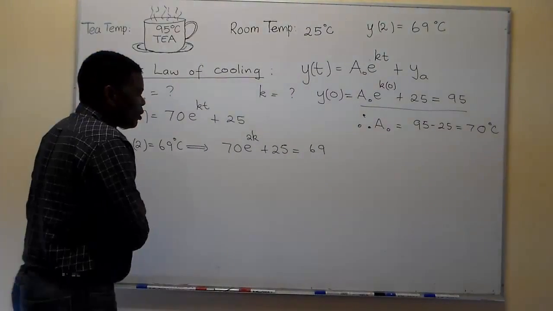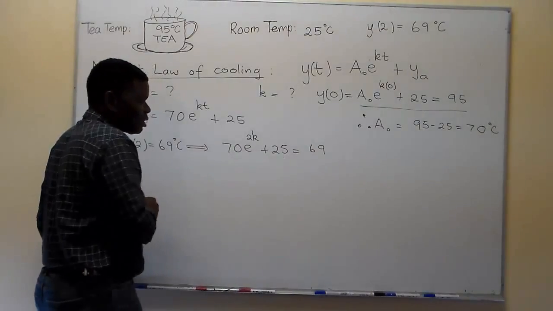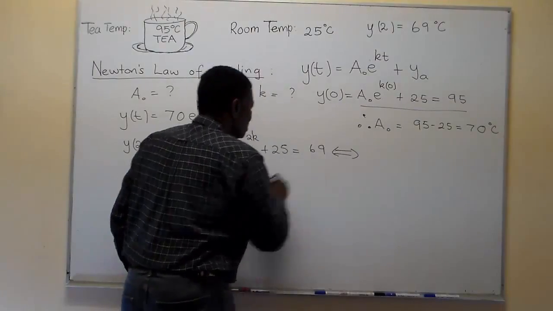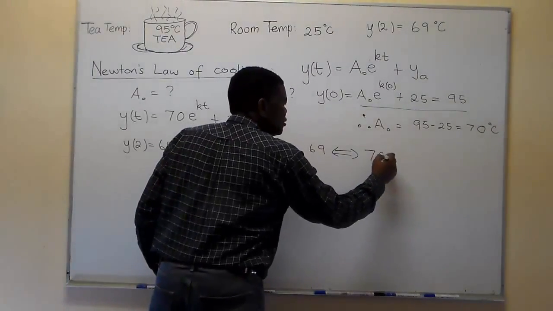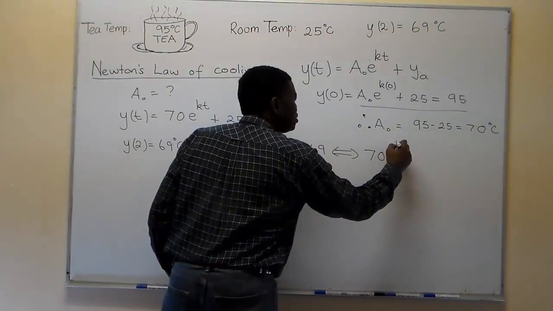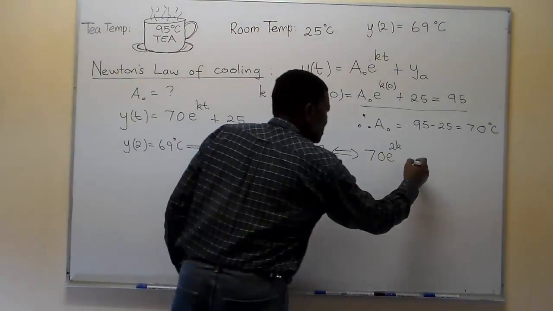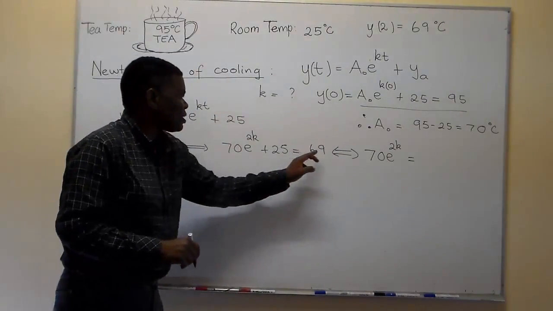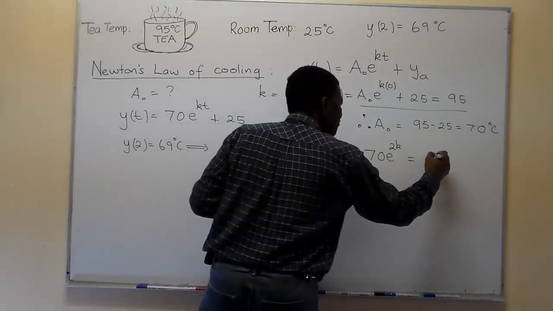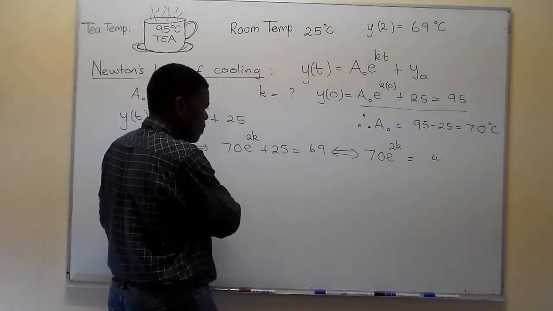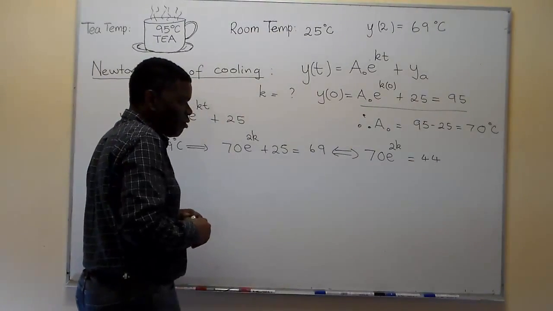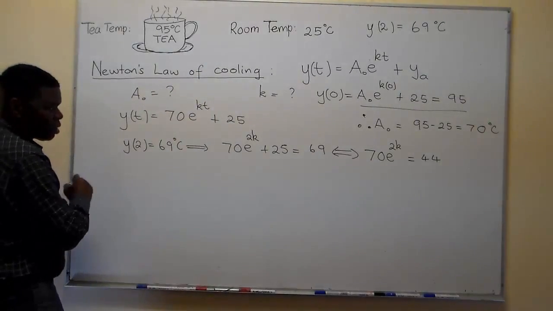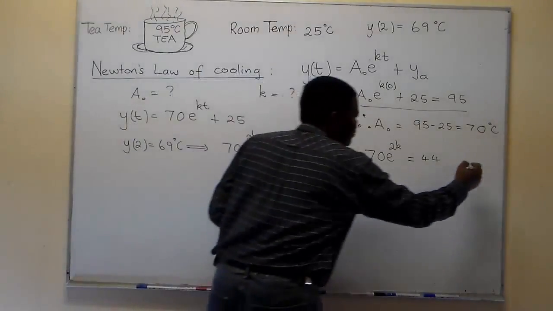Then what we need to do now is subtract 25 on both sides, which is going to give us this equation, equivalent to 70 e to the power 2k equals, in this case, subtracting 25 on both sides, 69 minus 25 would be 44. Then we continue by dividing both sides here by 70.